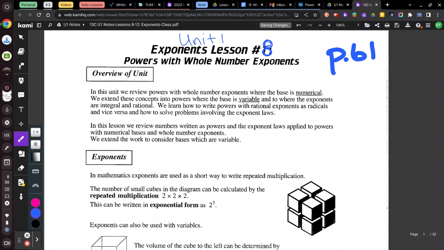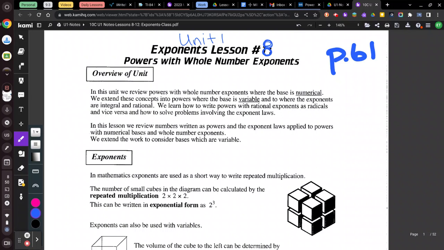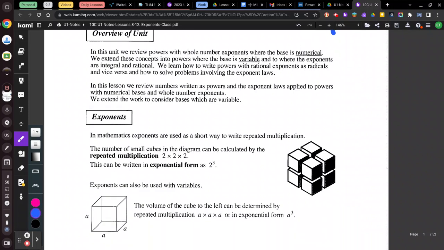So the first part is all about the types of numbers, greatest common factors, least common multiples, factor trees, prime factorization, and the start of radicals. What are radicals? How do we convert them back and forth for square roots and cube roots? So now we're going to be talking about exponents, and exponents are related to radicals, and you're going to find out how. So it says we previewed powers with whole number exponents last year.